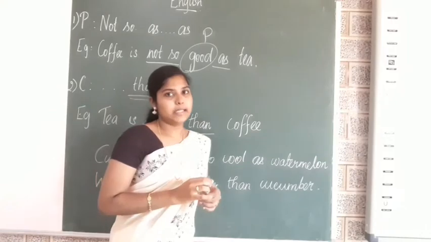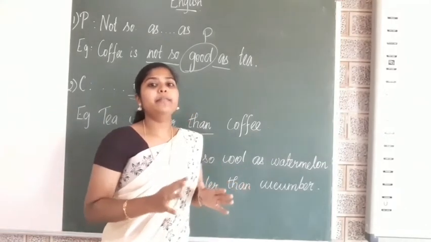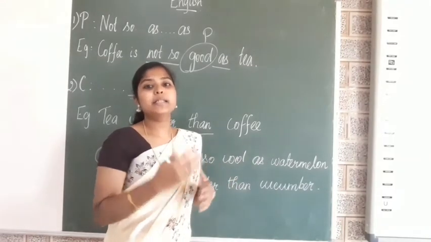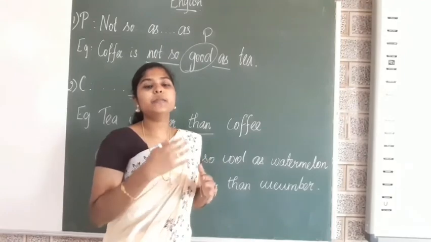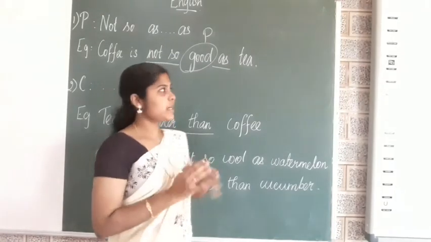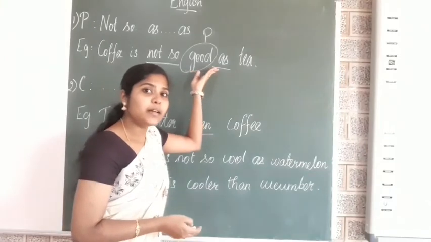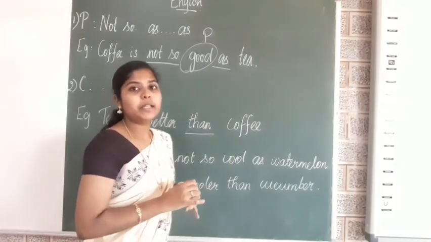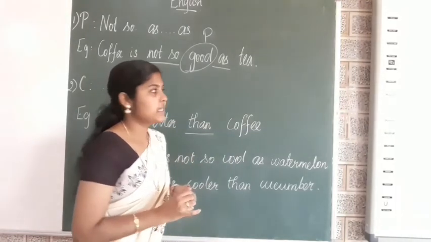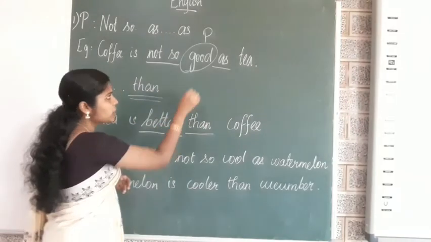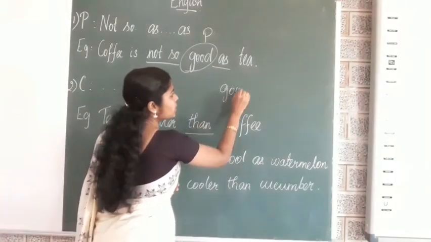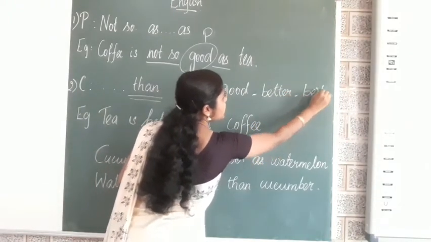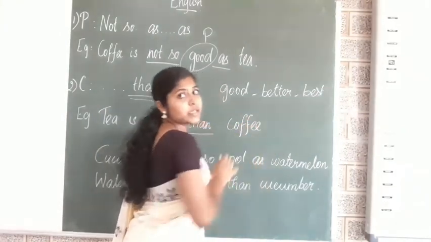Good, better, best. Usually we have learned large, larger, largest, big, bigger, biggest. But there are certain cases where the adjective's form changes completely. Just like good is not gooder, goodest. Okay. Good, better, best. So in comparative we have to use the comparative form of the adjective, that is better. Good, better, best. This is for positive, comparative and superlative.